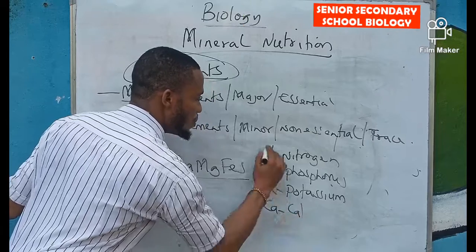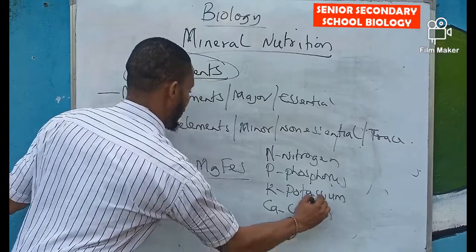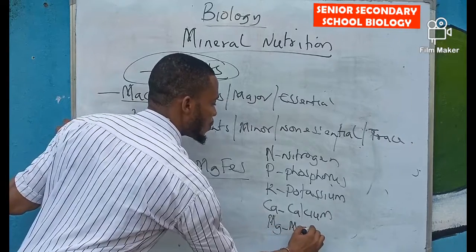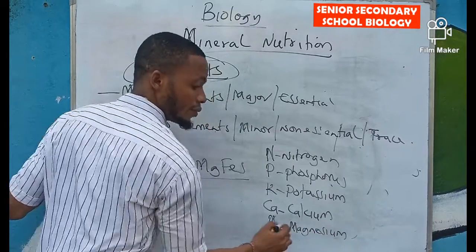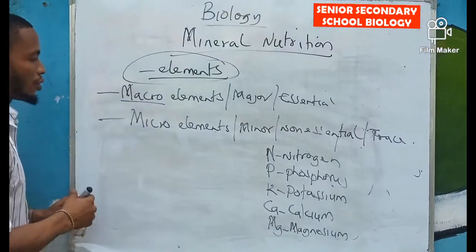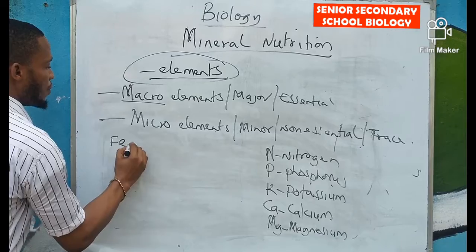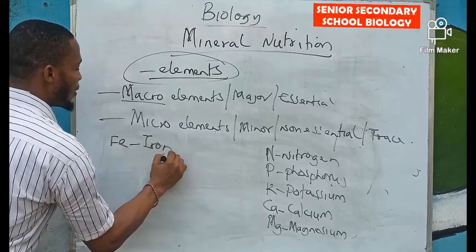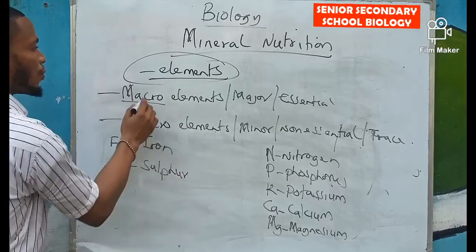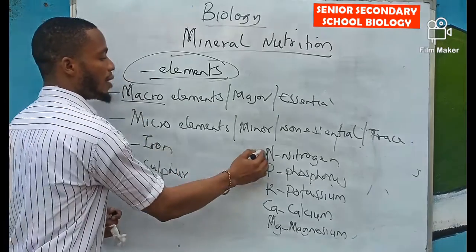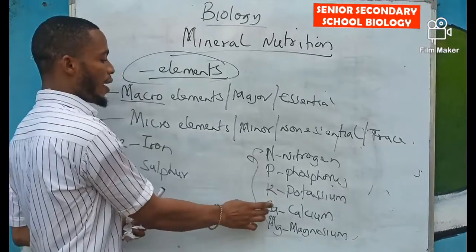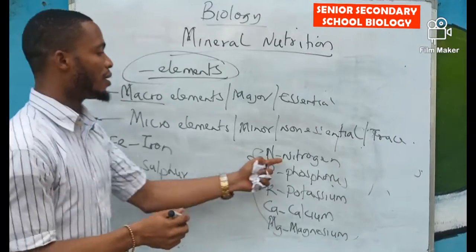In your chemistry, you know the symbols. The Mg is for magnesium, then the Fe is for your iron. Remember in your chemistry, your chemical symbols. This is your iron, and then the S is your what? Your sulfur. All these are called the macro, the major, or the essential elements needed by plants in large quantity. We have NPK, Ca, Mg, Fe, S. So N is for what?